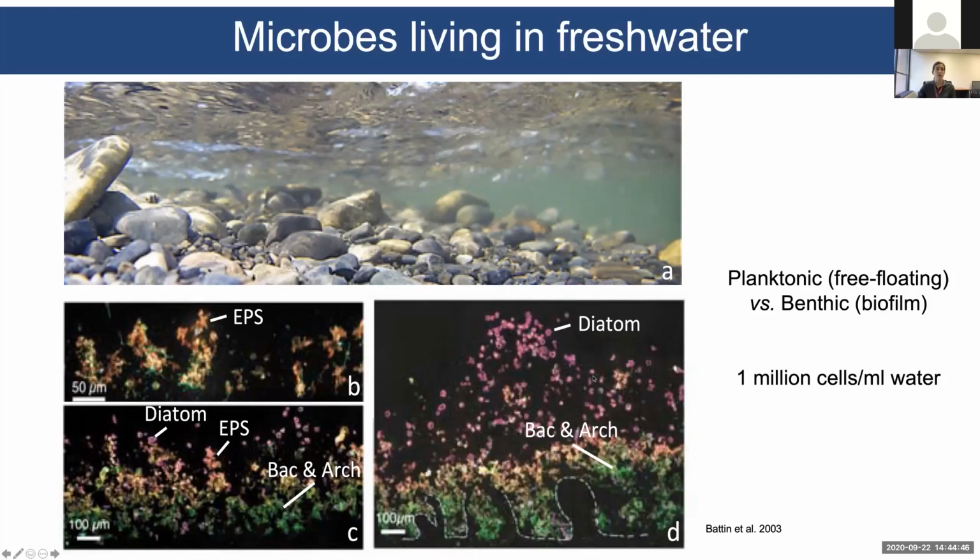There are some diatoms or photosynthetic organisms and cyanobacteria that occur on the top of the biofilms where they're able to access light. And then towards the bottom of those biofilms, we have the majority of the bacteria and archaea. And this whole film is stuck together with EPS, or extracellular polymeric substances.